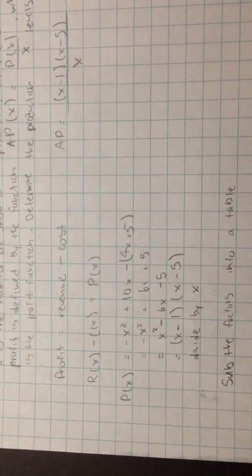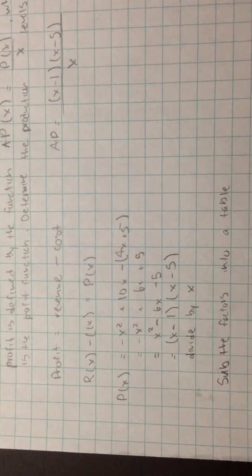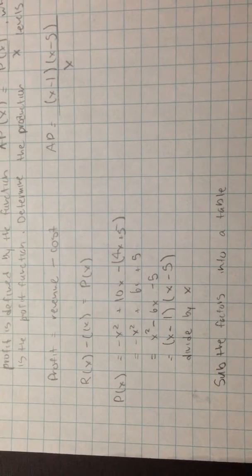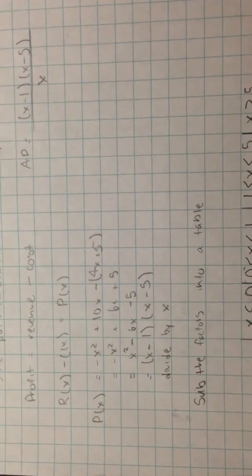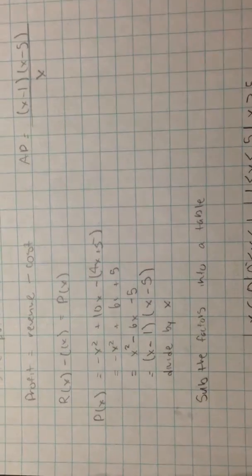Now, it is easier to deal with factoring with positive, so you just divide it by -1 and you rewrite the equation as x² - 6x + 5, and when you factor you get (x - 1)(x - 5). Now you divide by x because the average profit function is p(x) over x, so that is the function that we'll be working with.